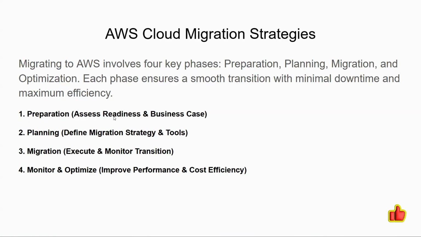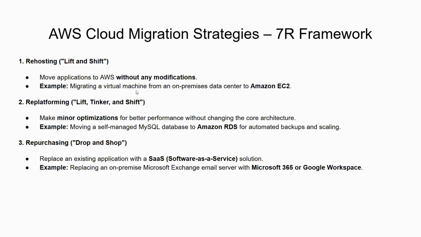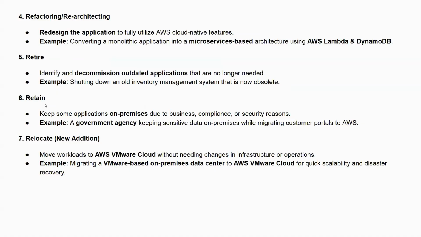So we use these four phases: preparation and planning, define migration strategy and tools, and migration, execute and monitor transition. We'll execute and monitor each feature. Once we make our application into microservices, each service will move, and then we'll make those services more accurate and more accessible. And here is the 7R framework we use for the transition from on-premises to cloud.